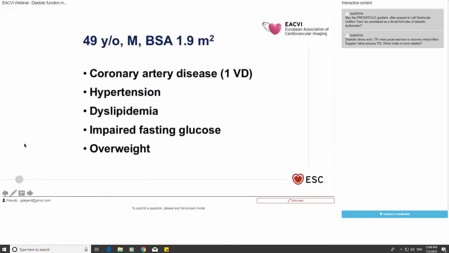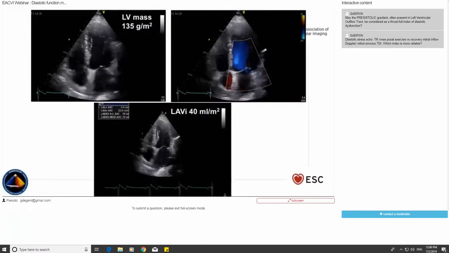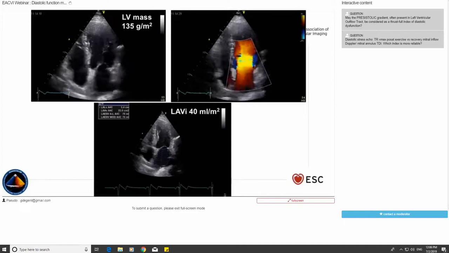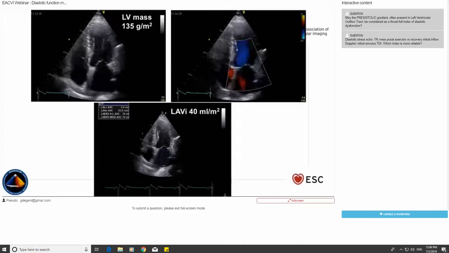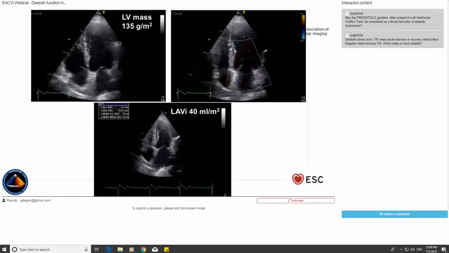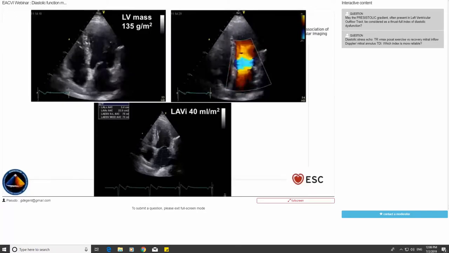I'd like to show you a case. This is a case of a 49-year-old man who has coronary artery disease, single vessel disease, and several risk factors like hypertension, impaired fasting glucose, dyslipidemia, and he's also overweight. You can see here the four chamber views of this patient. The patient had left ventricular hypertrophy with an estimated LV mass of 135 grams per square meter. He also has left atrial dilation, 40 milliliters per square meter. You can see that the ejection fraction is normal. There are no wall motion abnormalities and no significant mitral regurgitation in this patient.